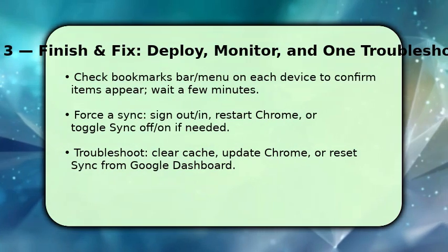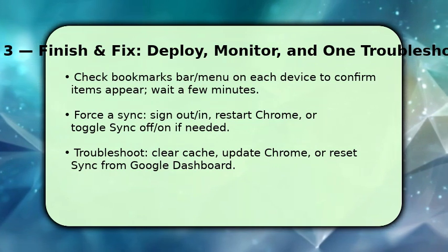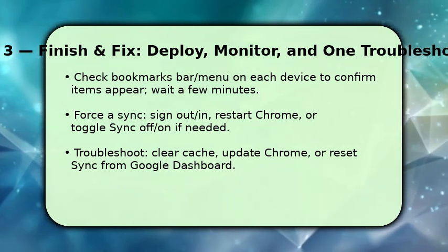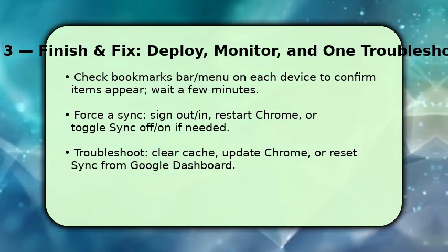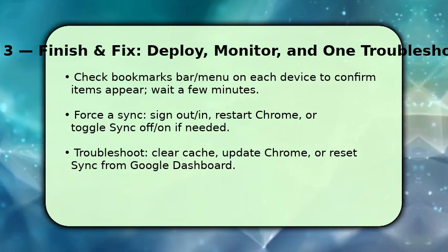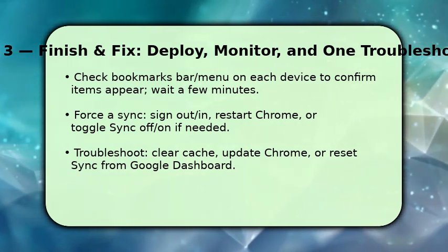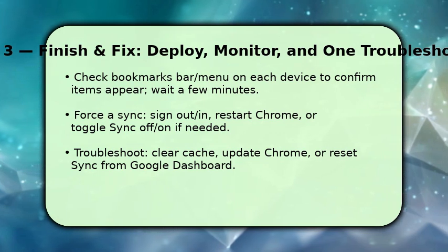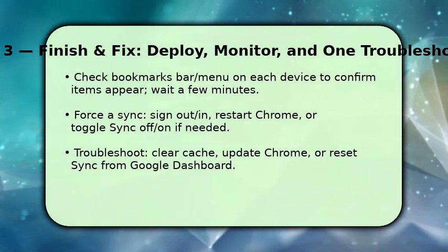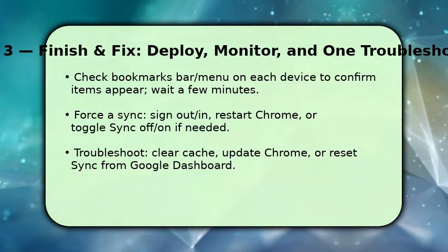Finally, verify that bookmarks appear where you expect. Open the Bookmarks bar or manager on each device and allow a few minutes for propagation. If items don't show, force a sync by signing out and back in, restarting Chrome, or toggling sync off and on. These actions trigger immediate reconciliation.